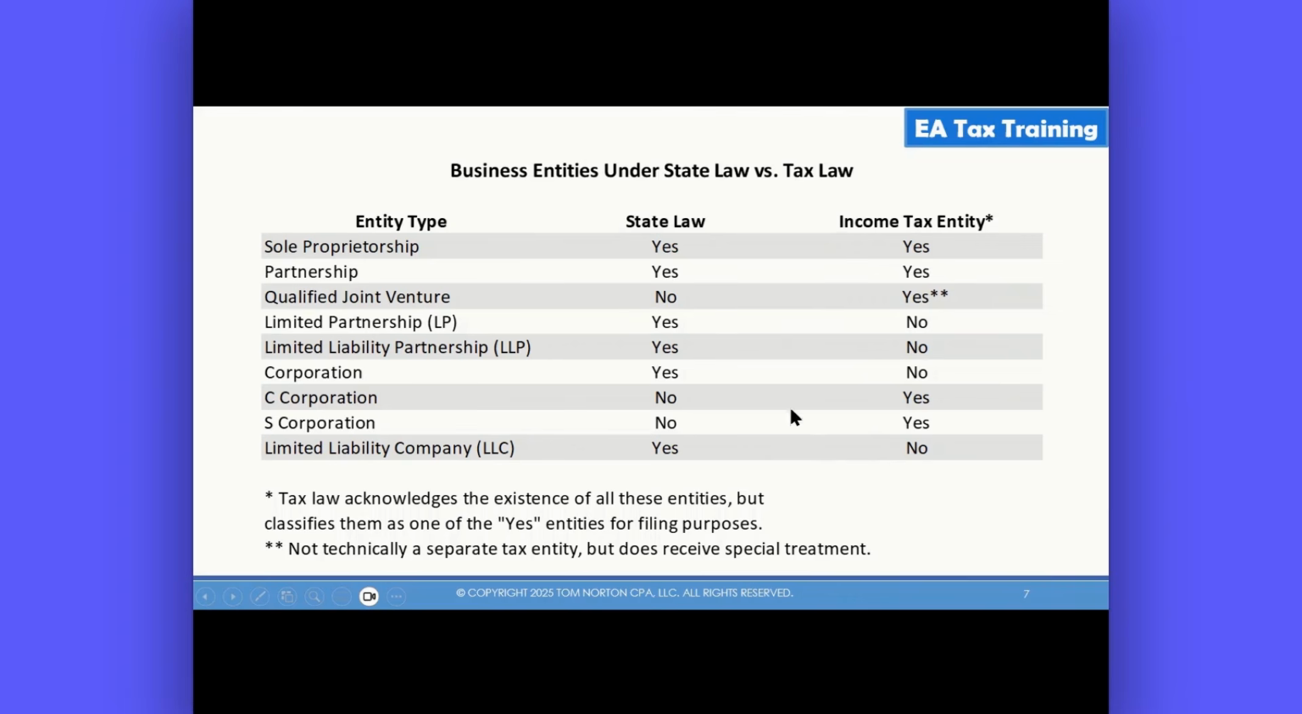An LLC will be taxed as one of these other types of recognized taxable entities. Now, of course, the IRS knows that all of these entities exist. They acknowledge their existence. It's just that there is not a tax return specific to each of them. So we're going to go over each of these briefly in this video, and then in later videos, we will cover each of the taxable entity types in much more detail.